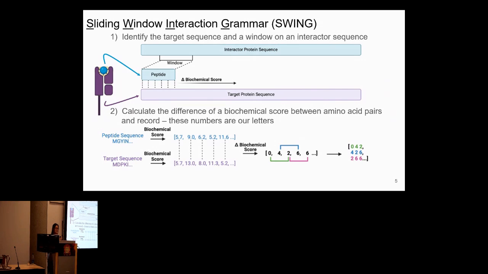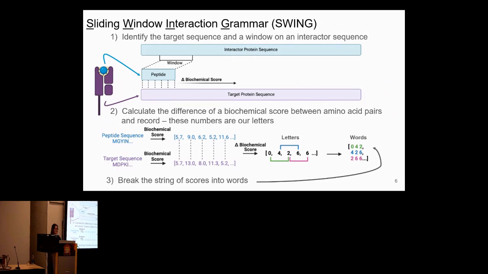Once we reach the end of that peptide sequence, we'll take the peptide and slide it down one position on the target protein sequence and continue calculating these delta biochemical scores until we have slid that peptide down the entire target protein sequence.